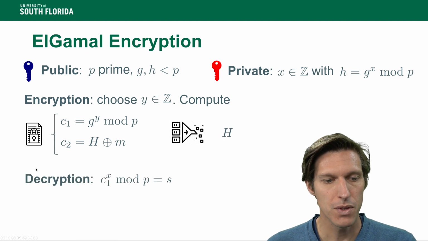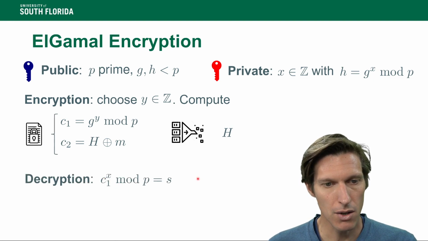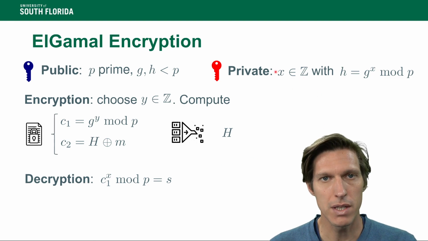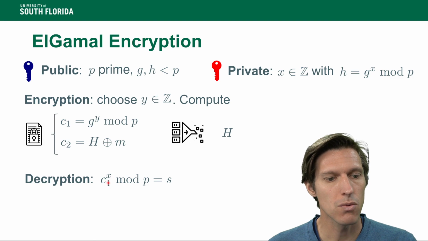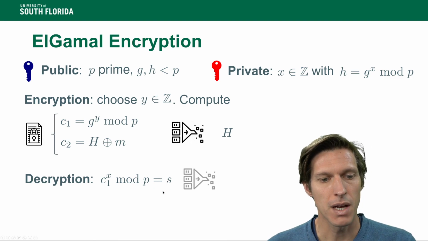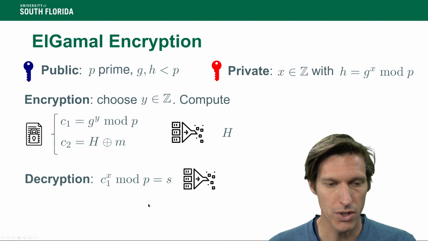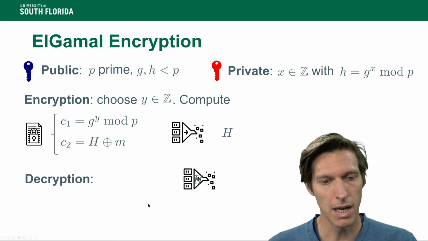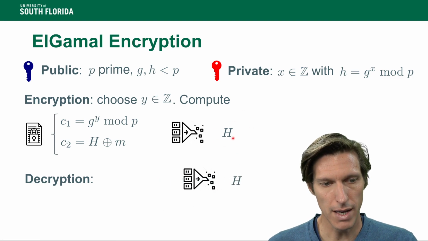Now, how do you decrypt? You assume to have the private key as the person who decrypts, of course. So you take that x and you raise C1 to the x mod p. And what do you get out of it? You get that value s. Now, because the hash function is known to everyone, you can take that s and retrieve the value h.